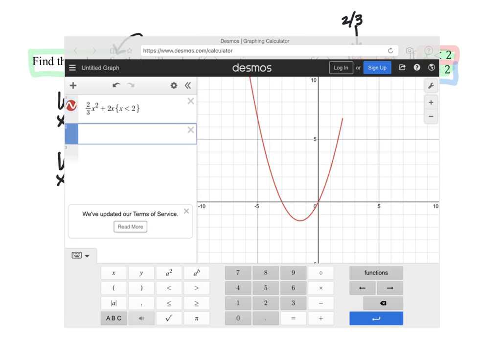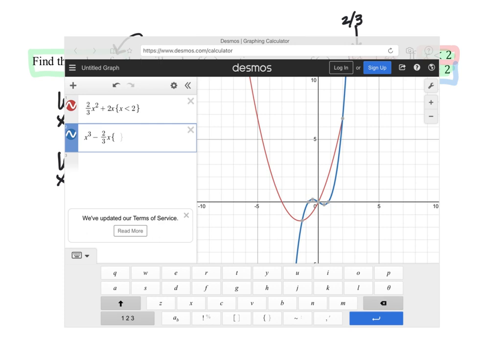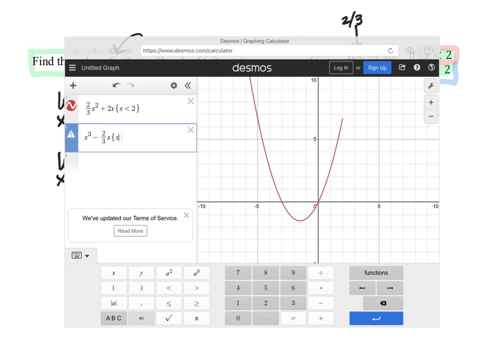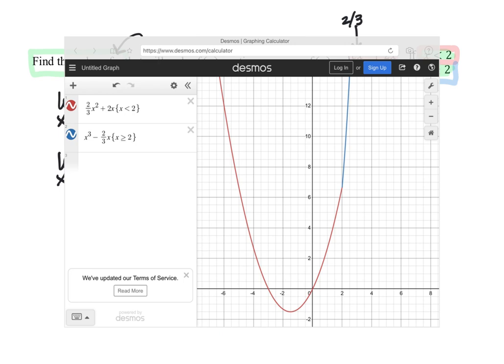Then let's graph the second piece, which is x cubed minus 2/3 x. And again, you want to find those curly brackets because we only want the piece of the graph where x is greater than or equal to 2. And right there you can see that we have chosen the correct value for c because the red graph, the parabola, does meet up with the blue graph, which is part of a cubic. And indeed, I can draw the entire graph without ever picking up my pencil, thereby making it continuous.